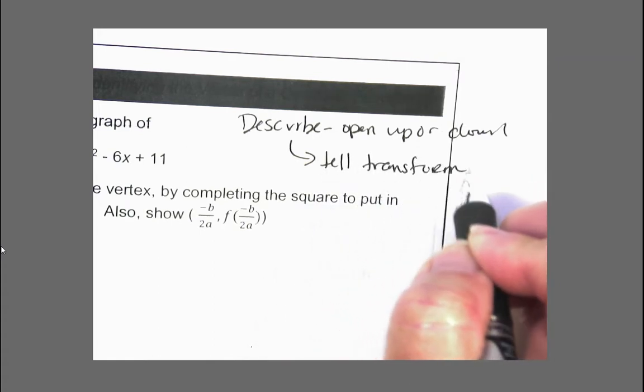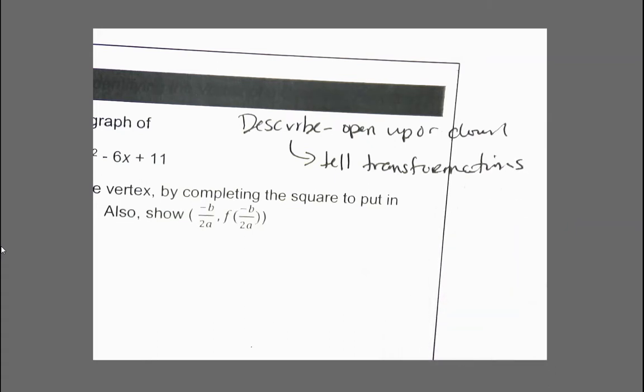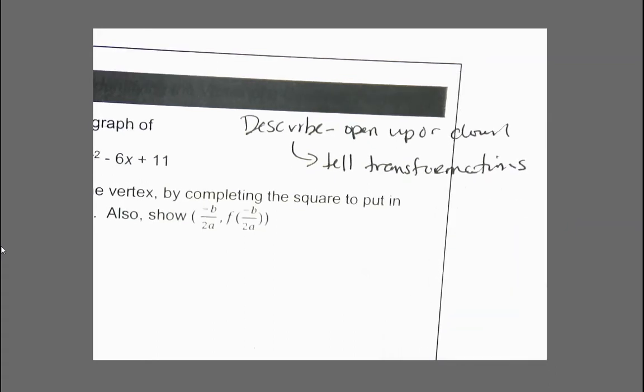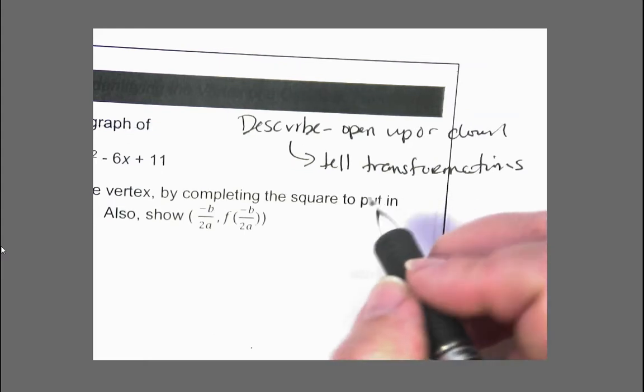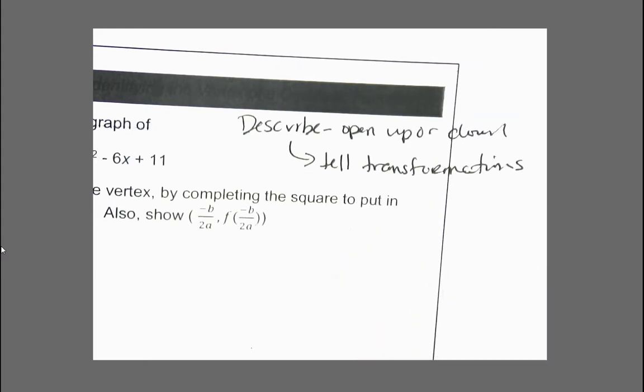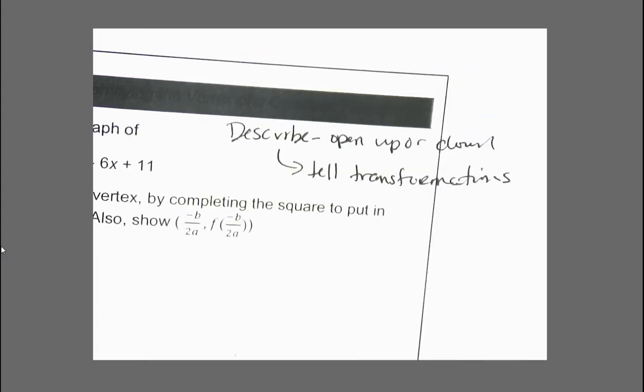Transformations. Because it's really easy to tell the transformations once it's in complete the square standard form. You can tell the transformations pretty easily, and you can also tell the vertex very easily. You can tell the x-intercepts and the y-intercepts pretty easily too. So a lot of information comes out pretty quick when it's in complete the square form.